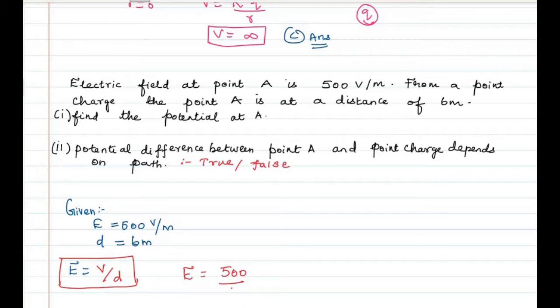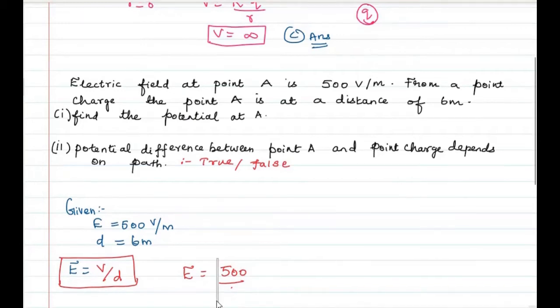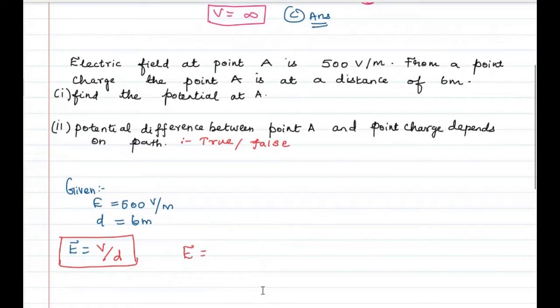Sorry, E will be equal to not 500. E is equal to V. We have to find out what is the potential at this point. So we have to find out V. So V divided by D is 6.